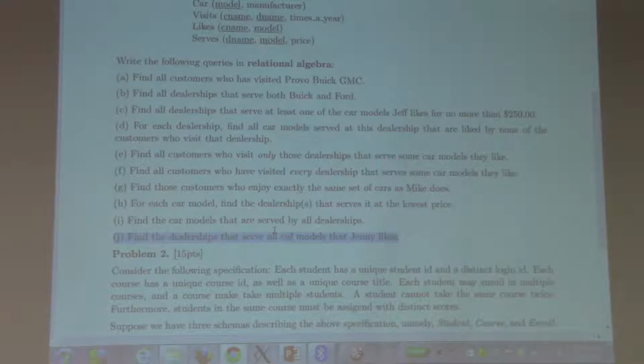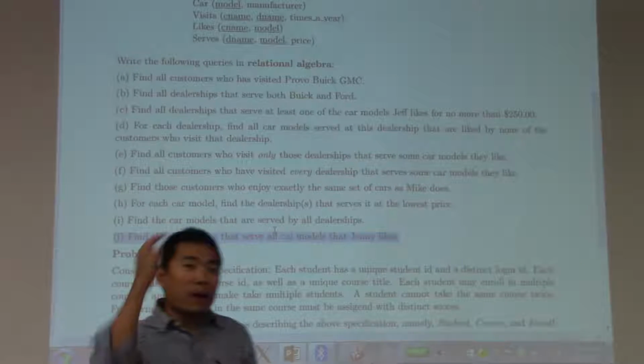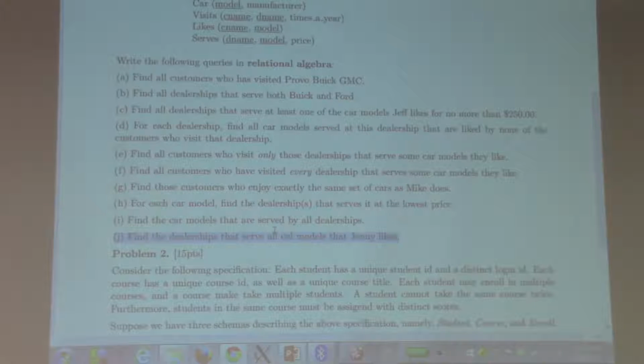Yes. So on that last one, if one dealership serves the same model at a higher price, like if it has one model but at two different prices, would that still work? One model at two different prices. First of all, by our schema, that case will not happen because the primary key for served is dealership and model, not including price, which means the combination of dealer and model can appear only once. So if this model appears at that dealer, it should appear only once.